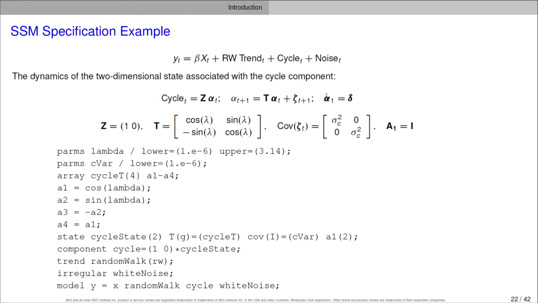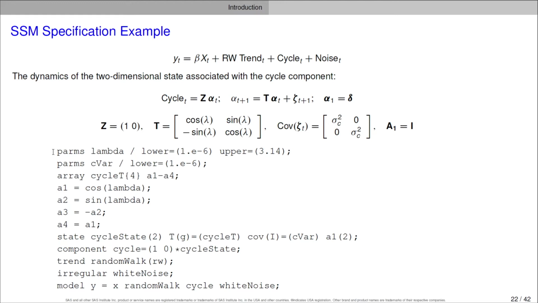Its initial condition is quite simple. Alpha 1 equals delta, with basically the A1 matrix in the initial condition being simply identity. So we will specify a model with a regression variable, a random walk trend, a cycle, and a noise component. So let's begin the specification of the cycle component.